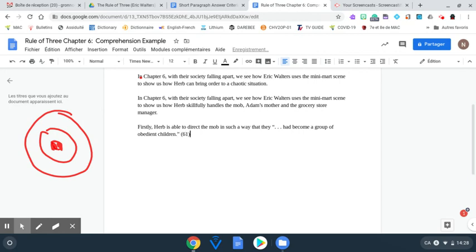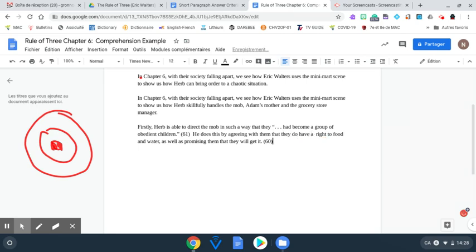So here I have a direct quote. So firstly, Herb is able to direct the mob in such a way that they had become a group of obedient children. Quite the accomplishment. He does this by agreeing with them that they do have a right to food and water, as well as promising them that they will get it. So he promises to give them what they want, essentially.